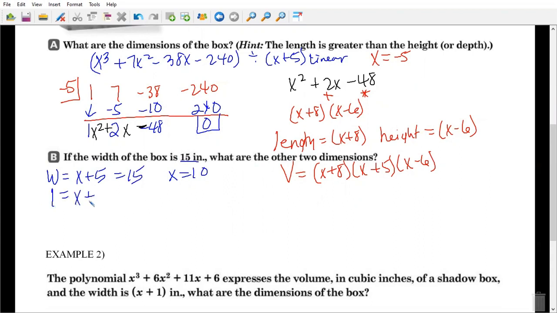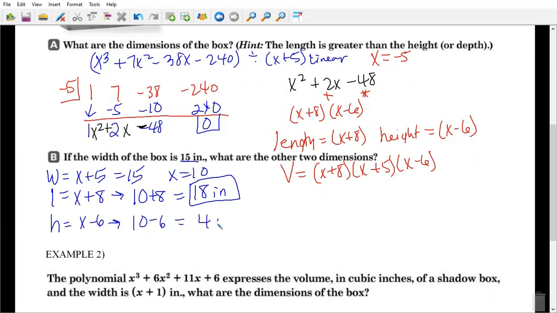Length equaled x plus 8. If I plug in 10, 10 plus 8 equals 18 inches. Height equals x minus 6. I plug in 10. 10 minus 6 equals 4. So my box is an 18 by 15 by 4 box. I'm just going to put in parentheses and write inches.